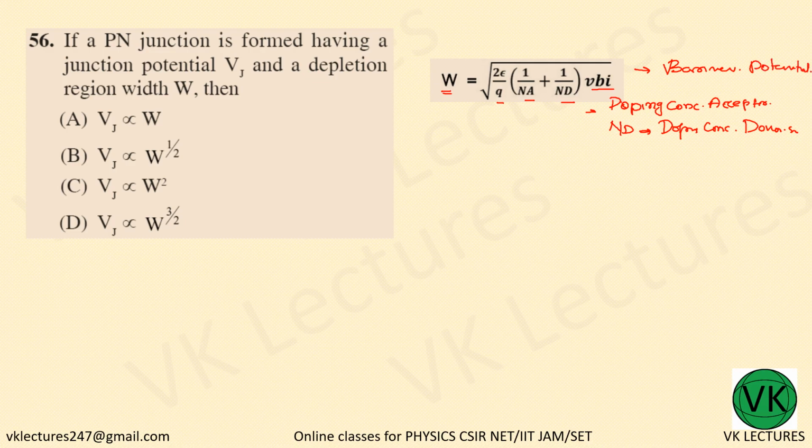Okay, fine. So here we can write W is equal to root of, so junction potential we need to know, so that is root of Vbi, barrier potential. Now since W is proportional to root of V, we can write V is proportional to W square. So which of the following is giving you the answer? C. That means Vj is proportional to width square. Fine.